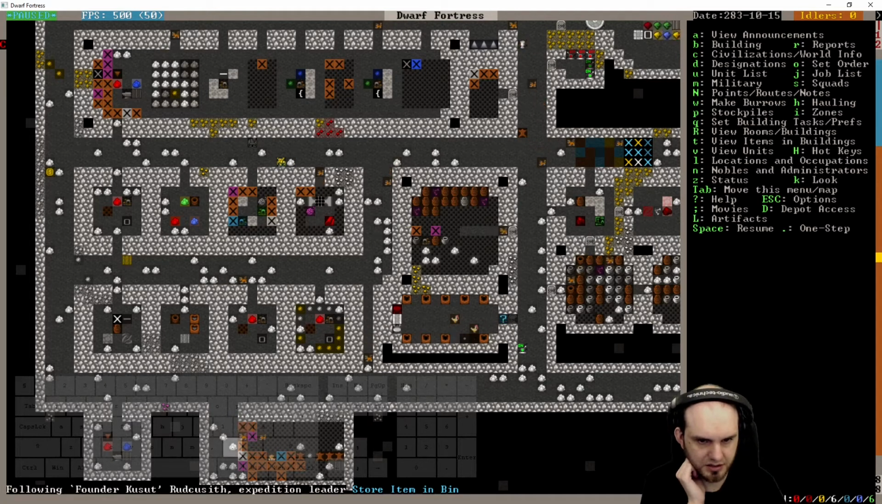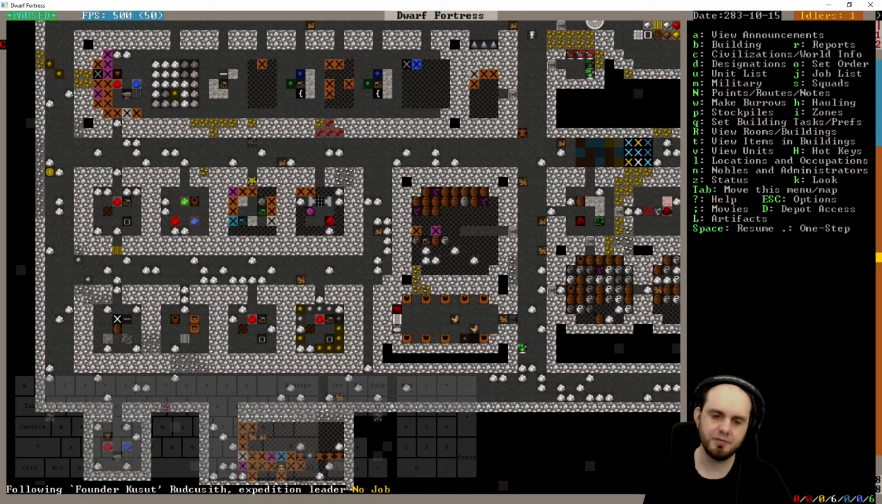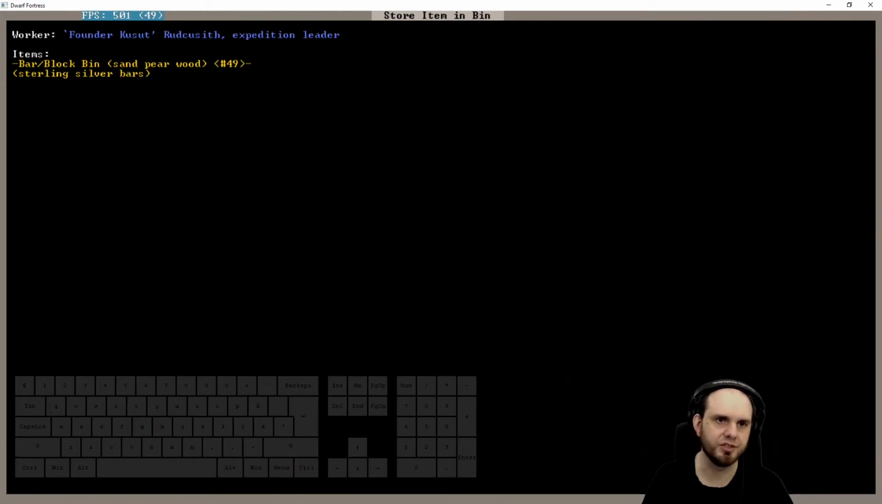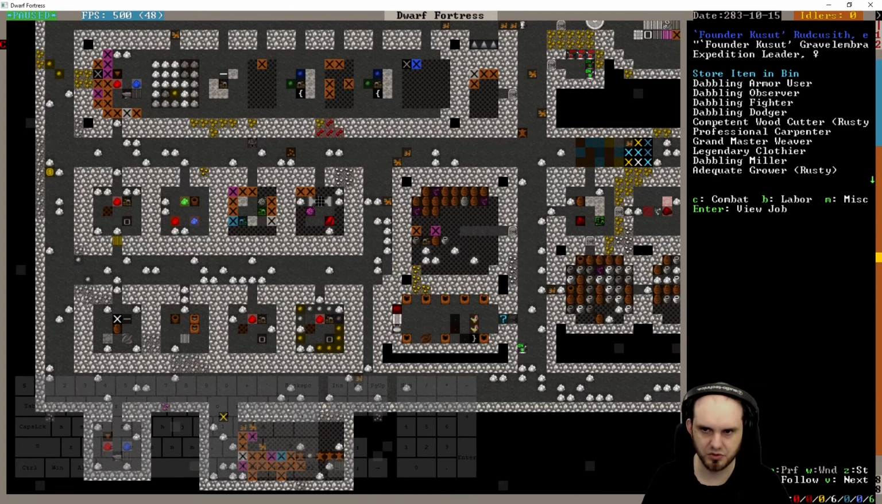And going down to the stockpile that is the next row. No job, okay? Next job. Which should be many. Probably storing things. Okay, store item in bin. Okay, cool, cool, cool. There. I don't care about cat. Store item in bin. Okay, sterling silver bars. Okay, sure. Follow.